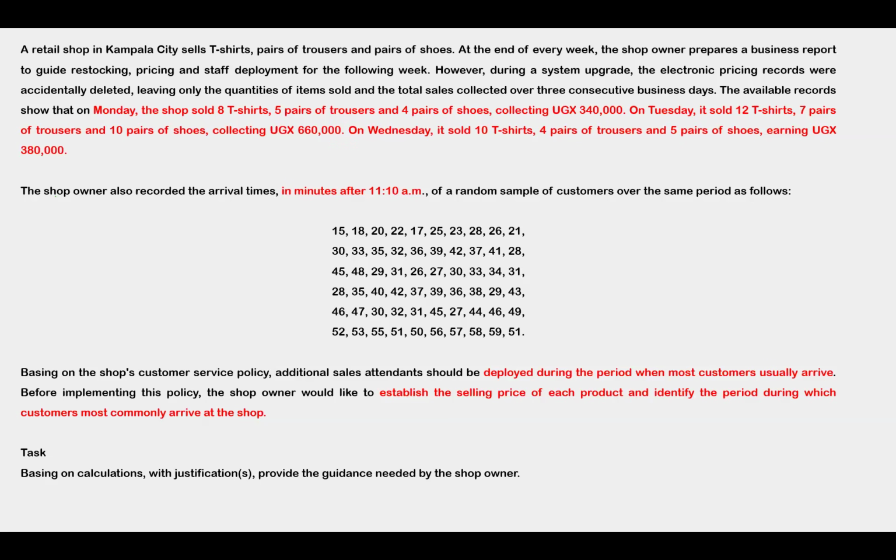So keywords we should take note of are deployed during the period when most customers usually arrive, and also establish the selling price of each product and identify. So this is basically what they would like us to do. Establishing the selling price of each product, which we have, and now we're required to identify the period during which customers most commonly arrive at the shop. So moving on to the working.